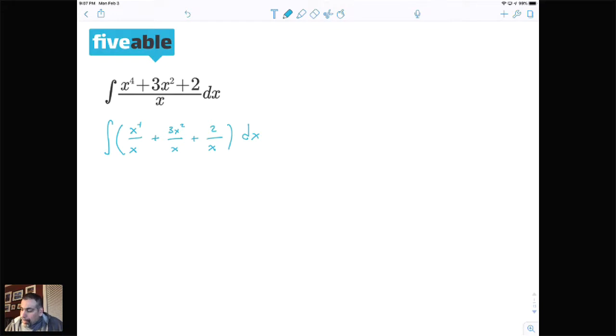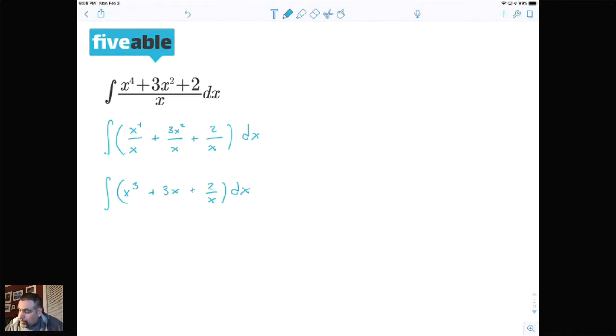Now, at first, I'm not seeing that big a deal. But once you start looking at it closely, each term is now simplified. Our first term ends up being x cubed. Our second term ends up being 3x. And our third term, I'm going to leave as just 2 over x for now. So now, with the rules of integration, we're about to go term by term.